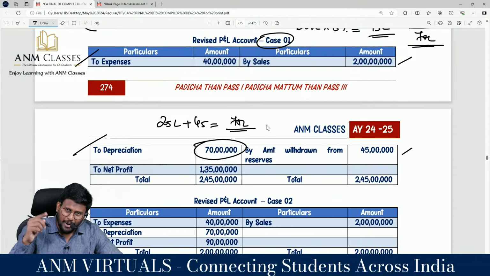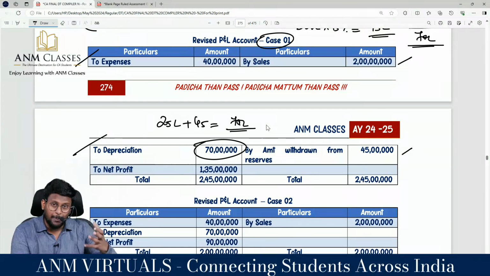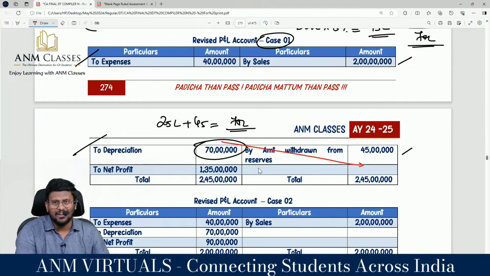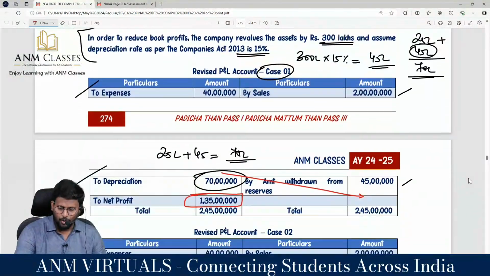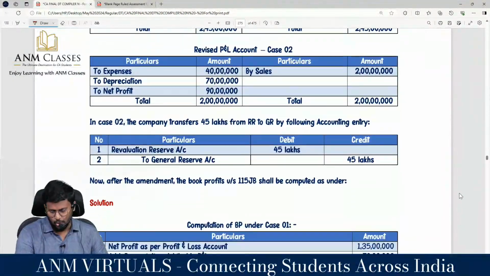So because of the revaluation, depreciation has increased. In order to reduce that depreciation, the company has withdrawn from the revaluation reserve and credited to P&L account. It has become tallied. So the net profit has become 1 crore 35 lakh. So before revaluation also same profit, after revaluation also same profit. Fantastic to the core, sir.